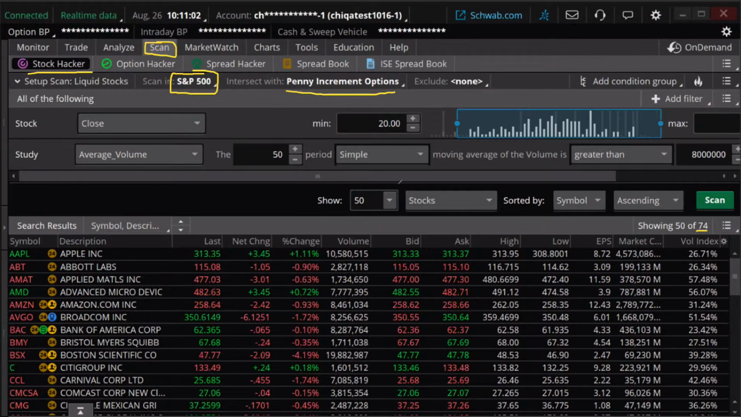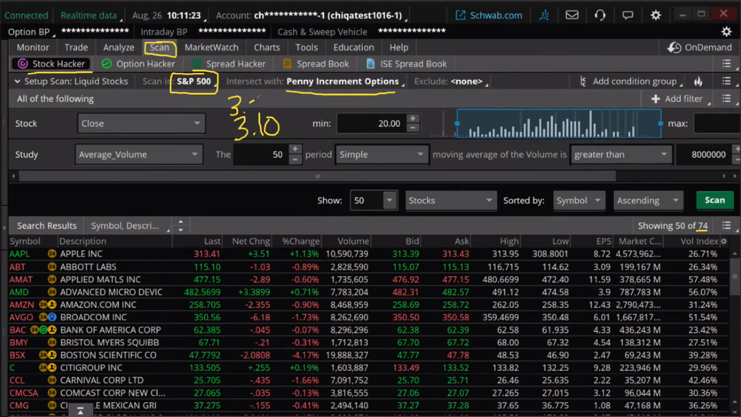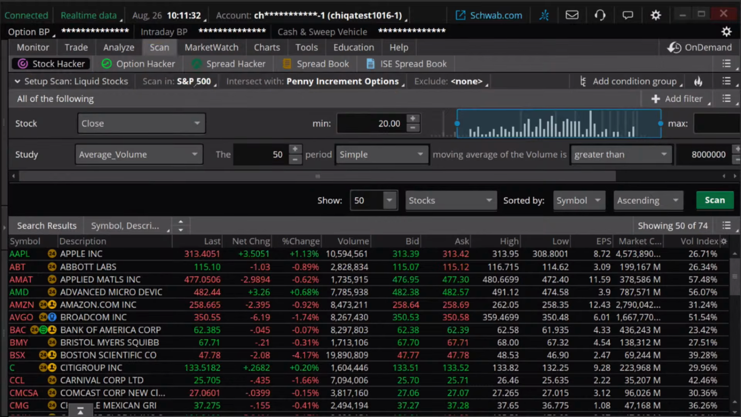So when I look at penny increment options, basically what that means is the price of the option itself can change by the penny. Some options you don't see that. You'll see the option price will be 310 and you will never see it be 312 or 313. It will only go up to 320. That's not a penny increment option, because it doesn't change to the penny level. So that helps to narrow down the list.